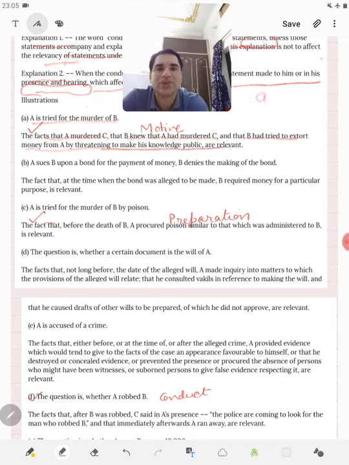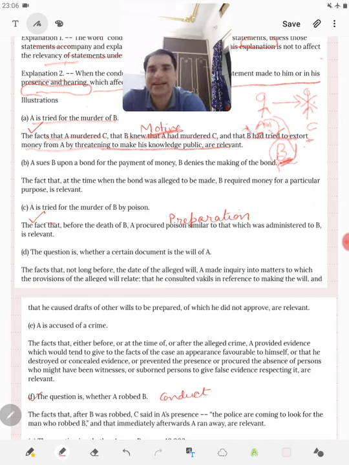So there is a person A and he has killed a person called C. Now B had the knowledge of this fact and B tried to extort money out of A. Now the question is whether A murdered B or not. Now this thing, that B had the knowledge that A murdered C and B tried to extort money out of A, would act as a motive for the murder of B by A.